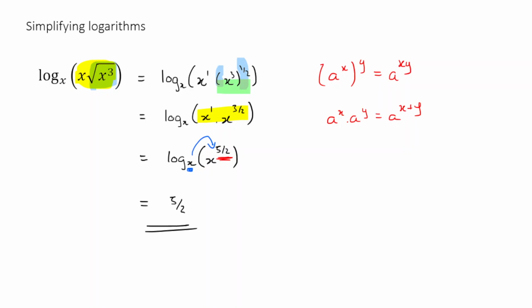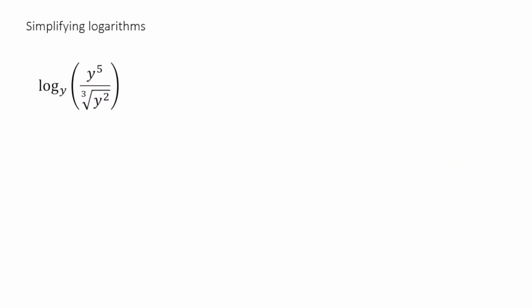Okay, let's do one last one. So log base y of y to the power of 5 divided by the cubed root of y squared. Looks extremely complicated. It is a complicated example, but again, what we're going to do is we're just going to simplify the indices inside this bracket there. So how can we do that?